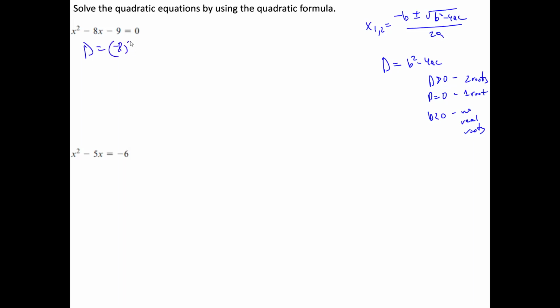So D is what? Minus 8 squared minus 4 times 1 times minus 9. What is that? So 8 squared plus 4 times 9, 100. So x1, 8 minus 10 over 2 is minus 1. x2 is 8 plus 10 over 2 is 9.